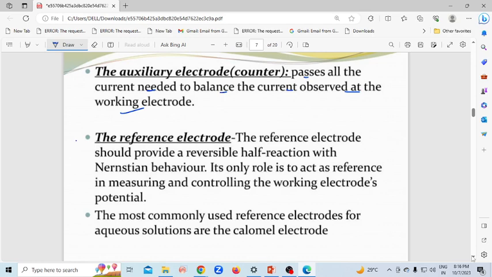Then what is the reference electrode? The reference electrode should provide a reversible half reaction, meaning the reaction should be reversible, so that it can be regenerated. It should also follow Nernstian behavior. Its only role is to act as a reference and to control the working electrode potential. V or E is the measured potential. The most commonly used reference electrode for aqueous solutions is the calomel electrode.